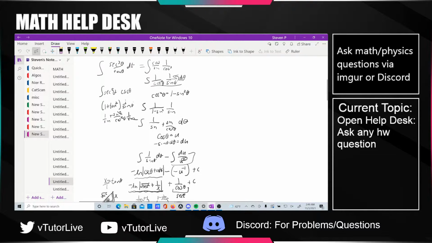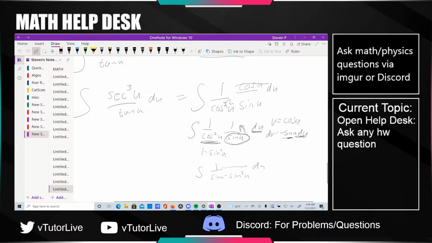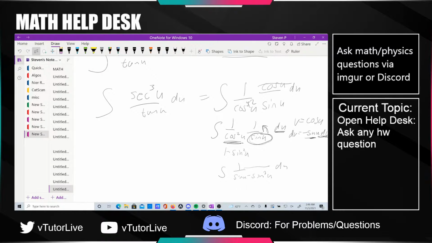Sorry, the trick was splitting up secant squared, secant cubed over tan. This is hilarious. Why do I not remember how to do this? All right, secant cubed over tan. This is equal to secant squared and CSC du, right?